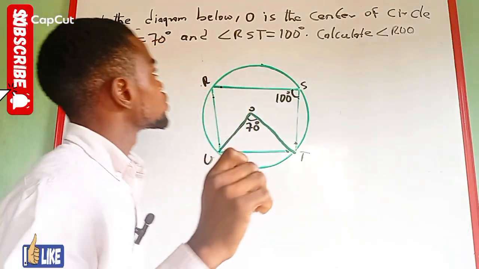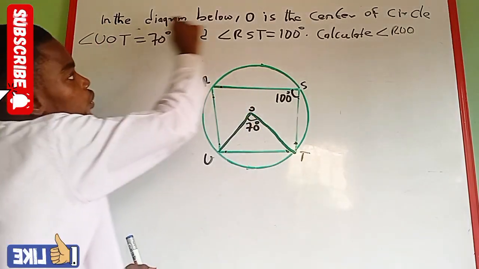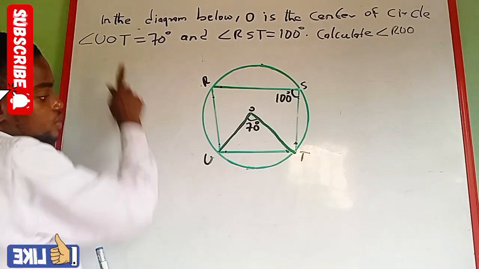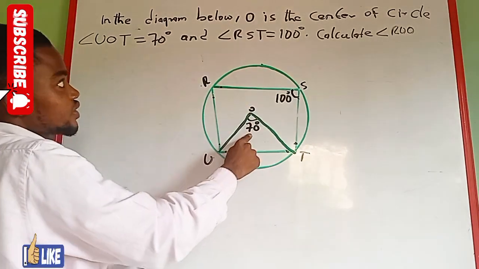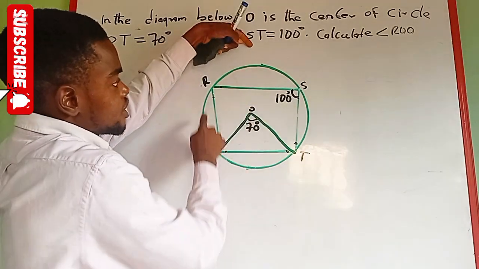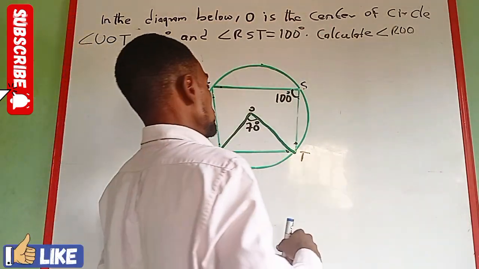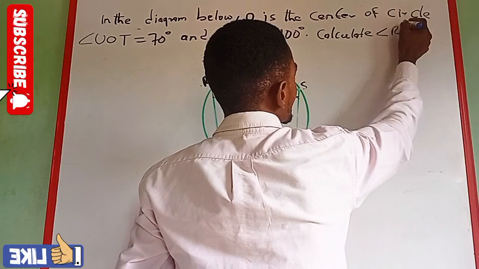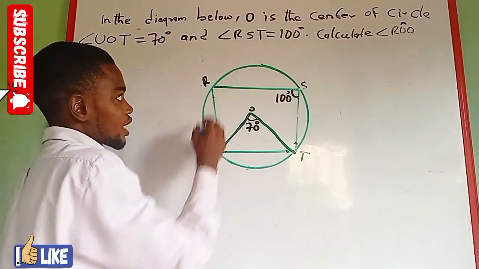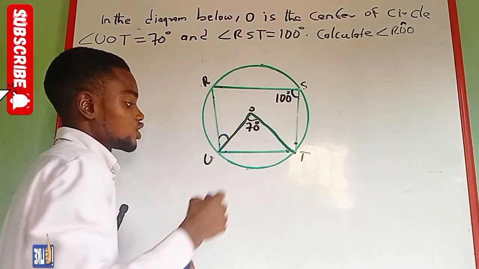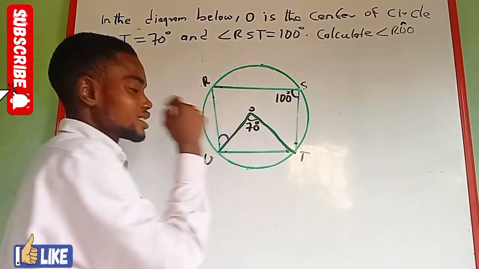Now, in this next question, we have that in the diagram below, O is the center of the circle. Angle UOT is 70 degrees, and angle RST is 100 degrees. Calculate angle ROU. That's where the angle is. So we are calculating angle ROU, this angle over here. So how can we locate this angle here?